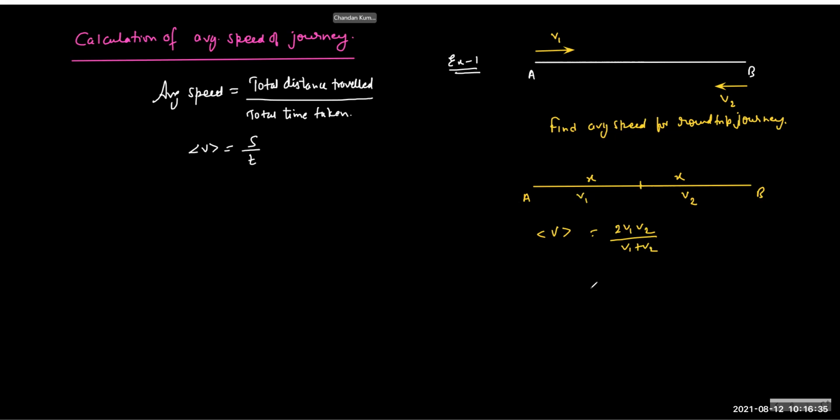So I want to extend this to a similar pattern. If I make it one third, one third, one third, that is, if I divide the journey into three equal parts, the first part you travel with V1, the second with V2, and the third with V3. What is the average speed now? 3 V1 V2 V3 divided by V1 plus V2 plus V3. No. Okay, you tried really well, but that won't work.